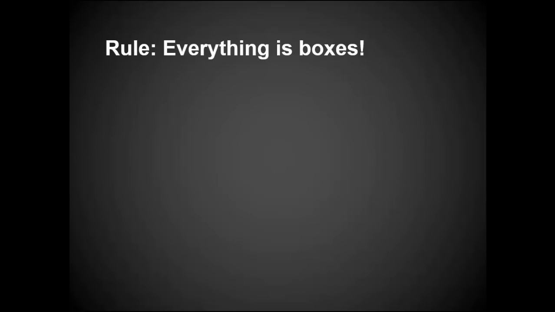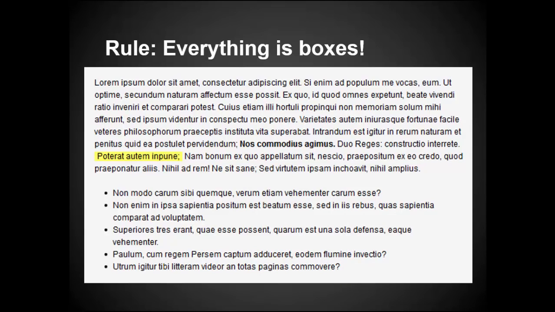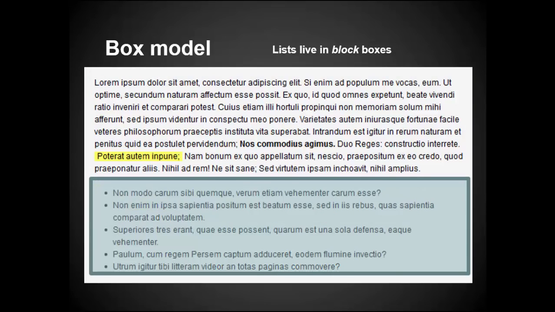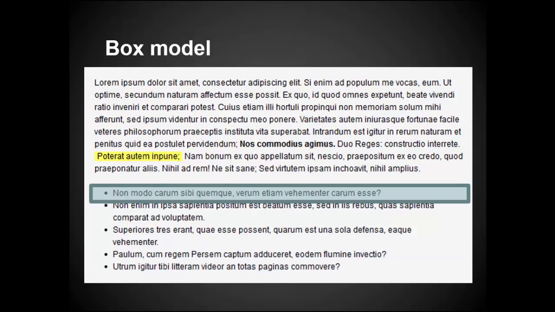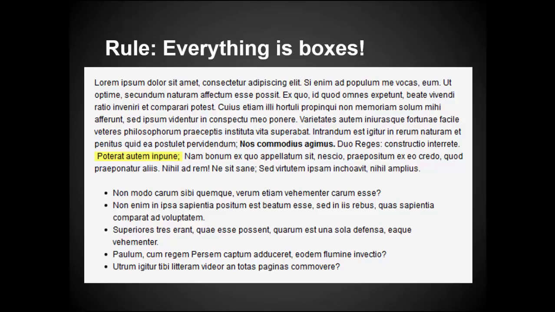What are the guidelines that we use to help us? So the first rule is everything is boxes. We should recognize all elements rendered by a browser as boxes. All elements means, in this text for example, how can we see boxes here? Paragraphs are boxes, and the list is also another box. The list item is then another box. Finally, these elements that have no dimensions, that run along with the text, are also boxes, inline boxes. So bottom line, everything is a box.